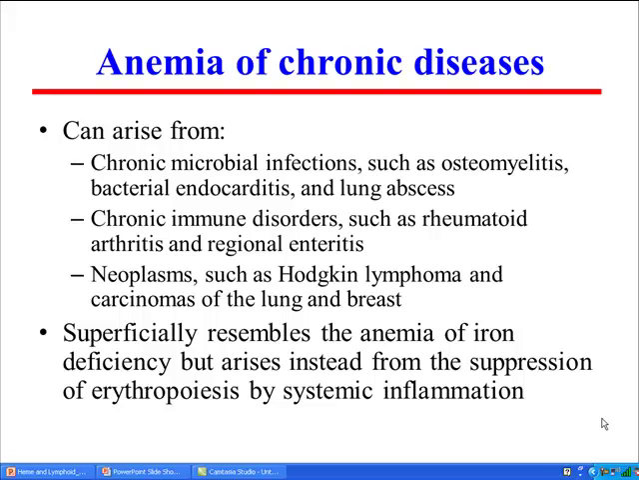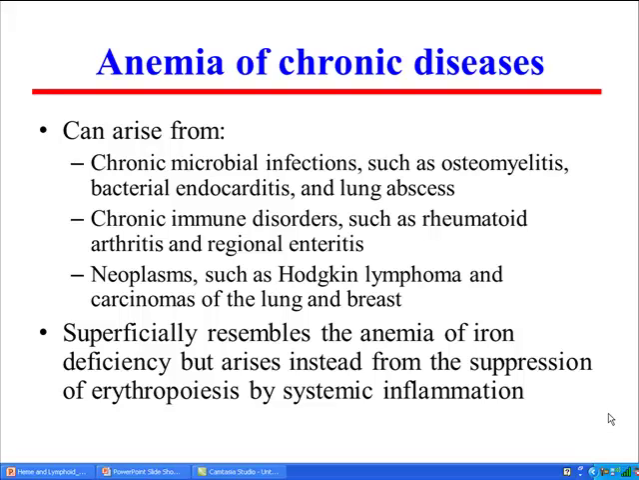Okay, anemia of chronic diseases. Anemia associated with chronic diseases is the most common form of anemia in patients that are hospitalized. It can superficially resemble the anemia of iron deficiency, but arises instead from suppression of erythropoiesis by systemic inflammation. So it can occur in a variety of disorders associated with sustained or chronic inflammation, including chronic microbial infections or chronic immune disorders, as well as from neoplasms such as Hodgkin lymphoma and carcinomas of the lung and breast.